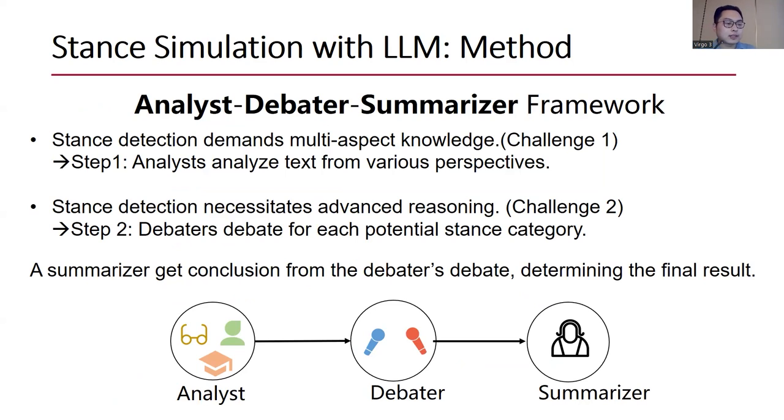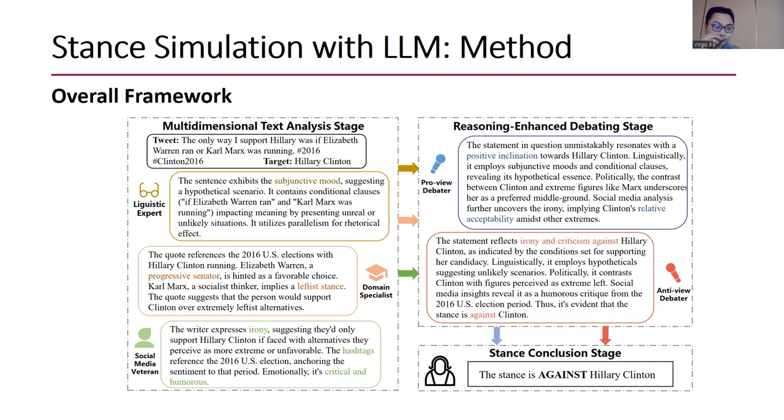And we propose a multi-agent framework. It's named the Analyst, Debater, and Summarizer framework. For addressing the first challenge, that stance detection demands multi-aspect knowledge, we use the analyst agent to analyze the text from various perspectives. For the second challenge, that stance detection and simulation requires advanced reasoning, we deploy multi-agent debaters to debate for each potential stance category. And finally, another agent, we call it the summarizer, gets the conclusion from the debate and determines the final result, whether the user is in favor of the thing or not. Okay, this is the overall framework based on the multi-agent design.